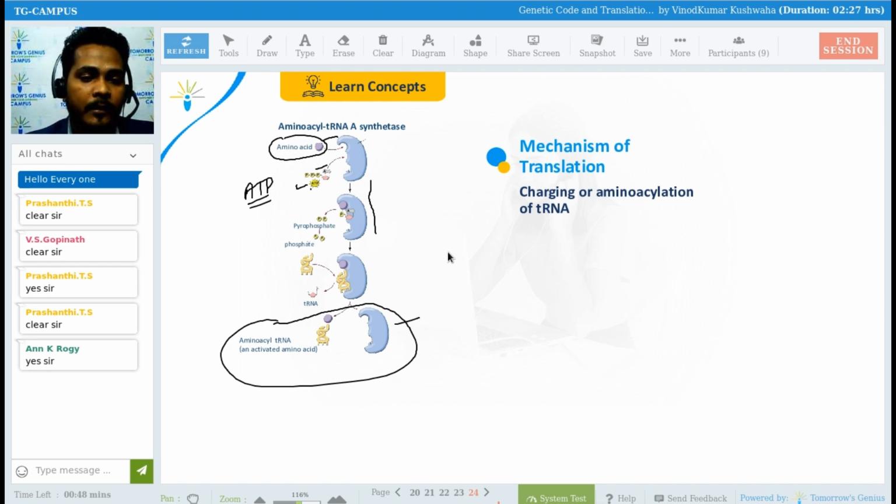So now the enzymes and the AMP are released, because you know that when the TRP releases ATP, then you can see the phosphate group and all, they are going to be tRNA and all, right? So this is the charging of amino acyl.